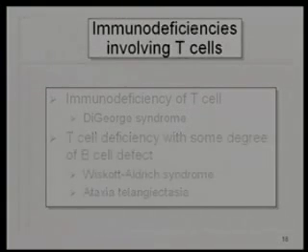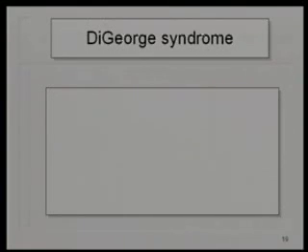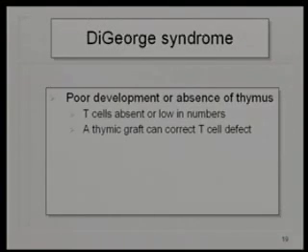Okay. To go on to describe DiGeorge syndrome, there's poor development or absence of the thymus. It is not X-linked. As a matter of fact, the locus at which there is a defect, I've not seen it described at least.